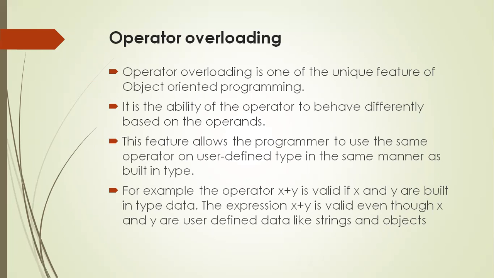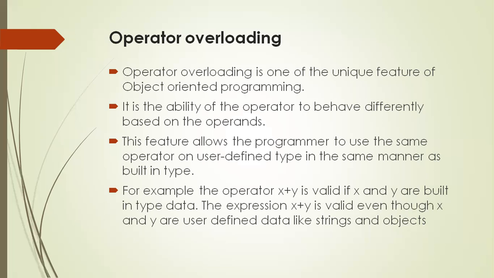In the second example, C1 plus C2 gives you the sum of two complex numbers, where C1 and C2 are objects. The third example, S1 plus S2, gives you the concatenation of two strings. So here the same operator has been used for three different purposes. That is the ability of the operator. C++ never differentiates whether the operands you give for that operator are a basic data type or a user defined data type.